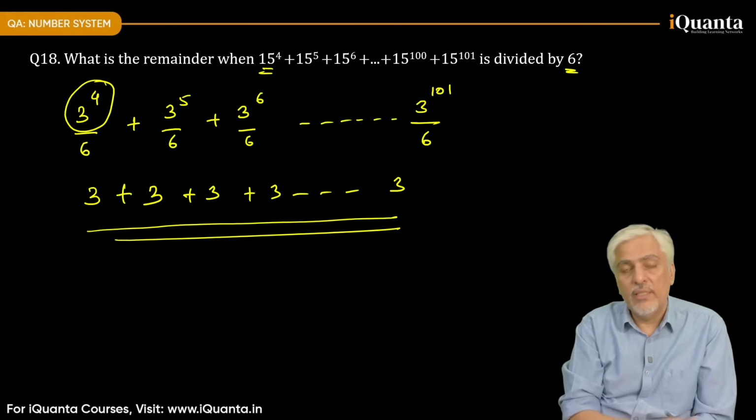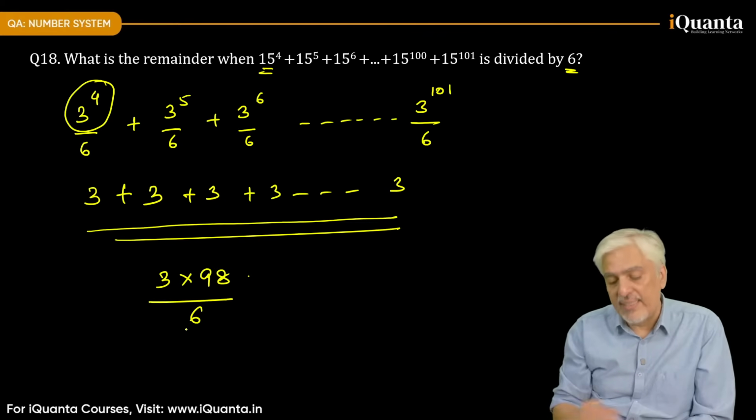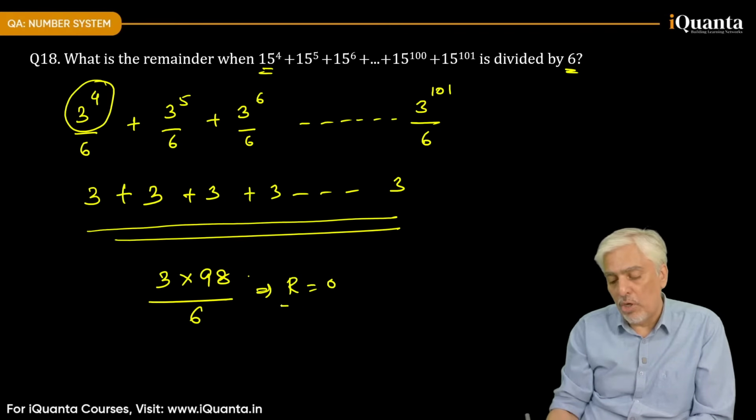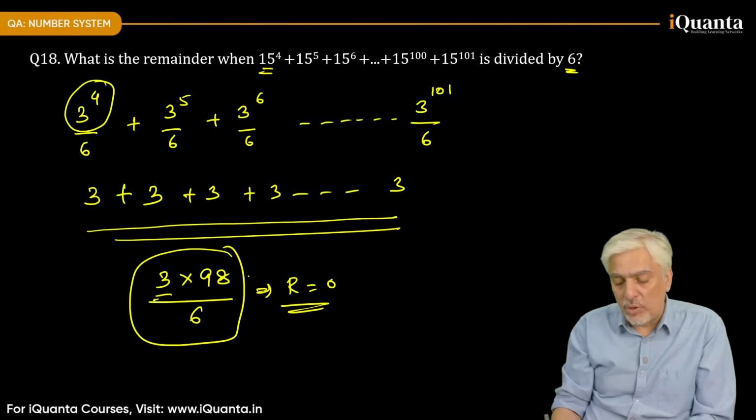So 3 into 98 times. Again divide by 6. Now you can check the remainder is 0, because this is completely divisible by 6. You don't need to compute 294. Here there is a 3 and here there is a 2, so it is divisible by 6 anyway.